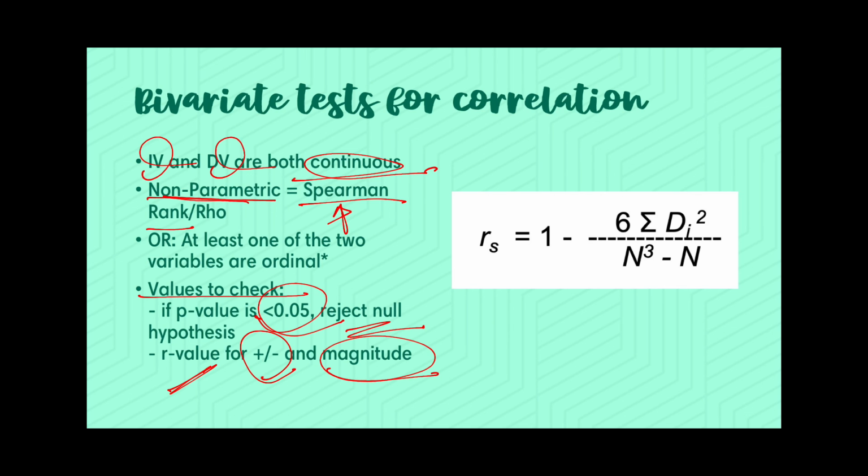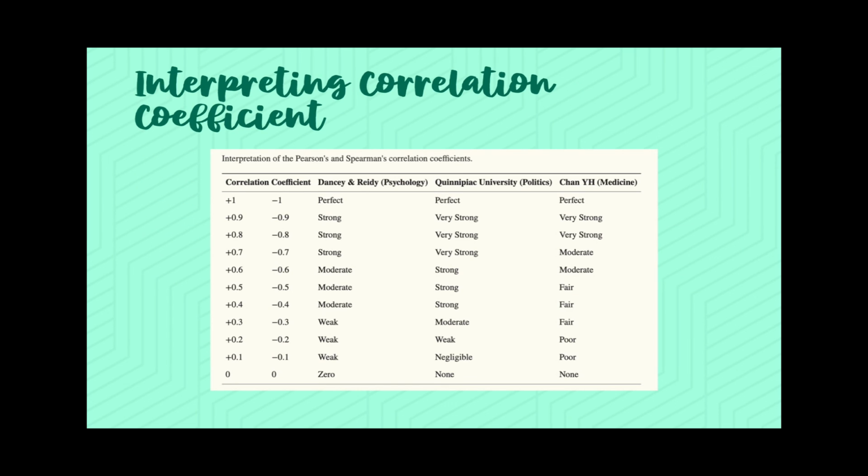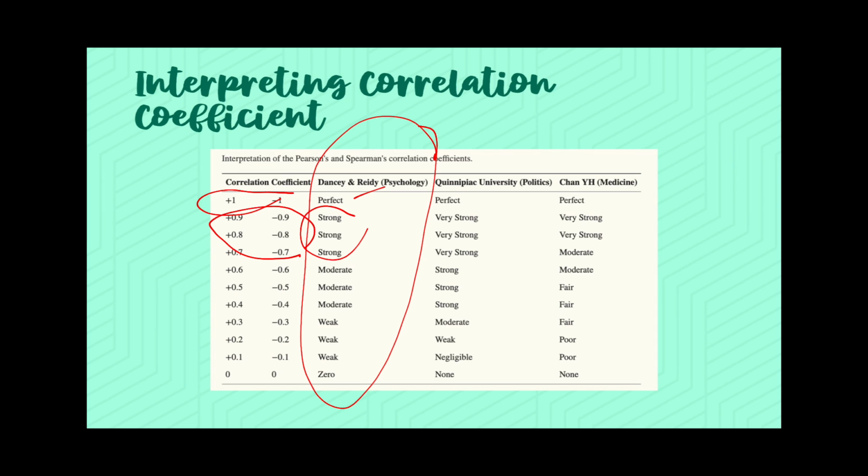So how do you interpret the magnitude? When you go from one text to the next, you can find different interpretations. We will use this one by Dancey and Reidy on psychology. If it's 1, of course it's perfect, but we rarely see that in behavioral research. If it's 0.7 to 0.9, then it's a strong relationship. If it's from 0.4 to 0.6, then it's a moderate relationship. If it's 0.1 to 0.3, then it's a weak relationship. And of course if it's 0, then there's no relationship.